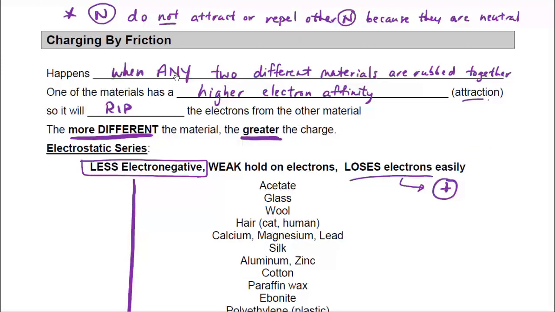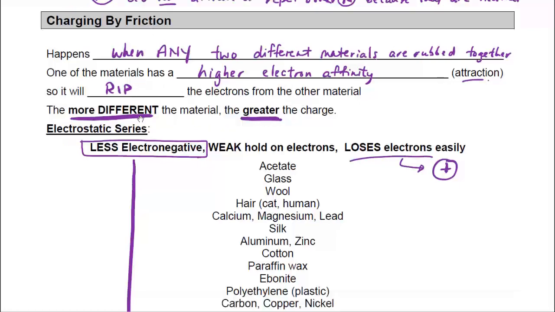Now, here's the main thing, charging by friction. This happens when any two different materials get rubbed together. One of those materials is going to have a higher electron affinity, or we can say higher electron attraction, and it will steal or rip electrons from the other material. So that means that if I can rub the two together by friction, I can get one to have a greater negative charge, and the other will then obviously have lost electrons and it'll have a greater positive charge. I'll show you an example in a second.